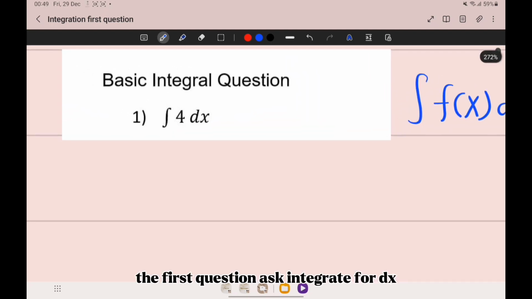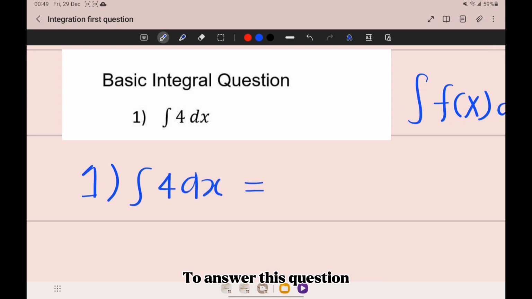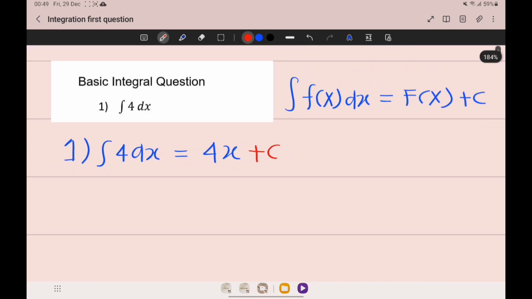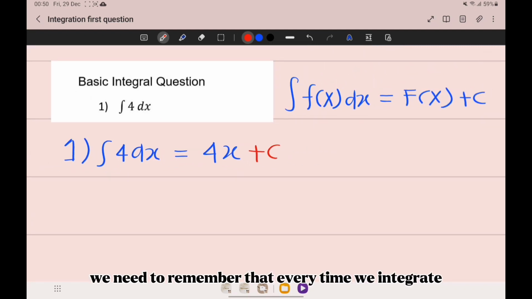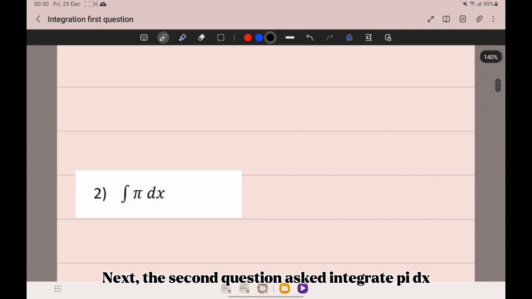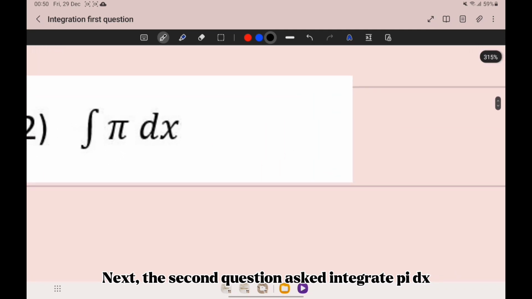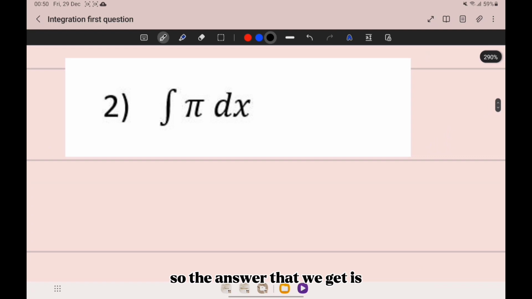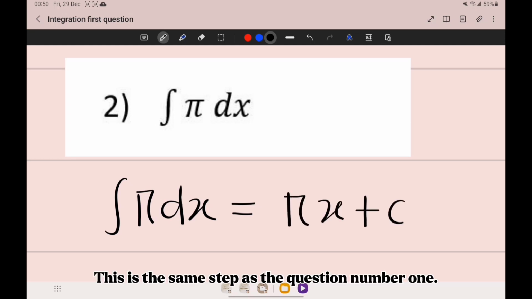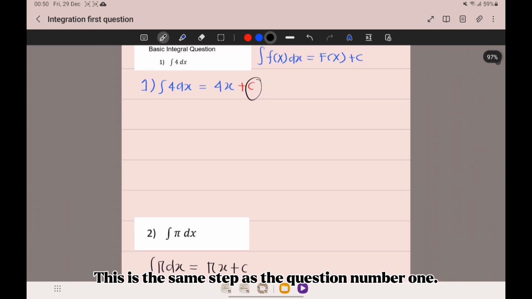The first question asks: integrate 4 dx. To answer this question, we just need to add x to the 4 and add our constant. We need to remember that every time we integrate, we need to add our constant c. Next, the second question asks: integrate pi dx. So, the answer that we get is pi x plus c. This is the same step as question number 1.